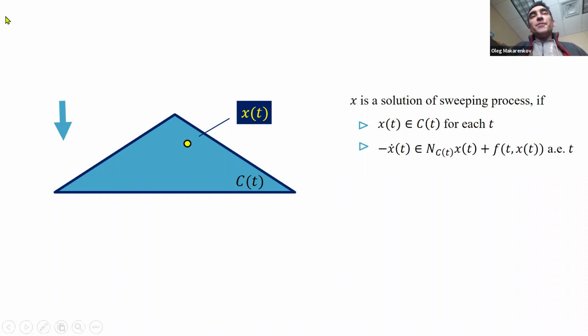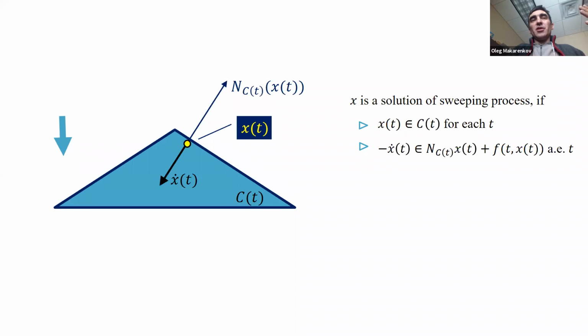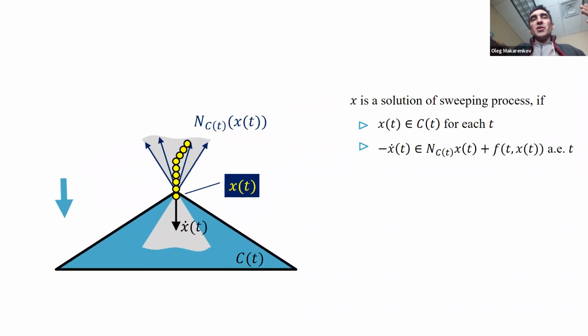Now this yellow point is the initial condition of the solution of the sweeping process. Now I'm going to show you how this solution develops and how the solution of the sweeping process looks relative to the displacement of this moving constraint. So let's displace it a little bit. I'm moving the set down.